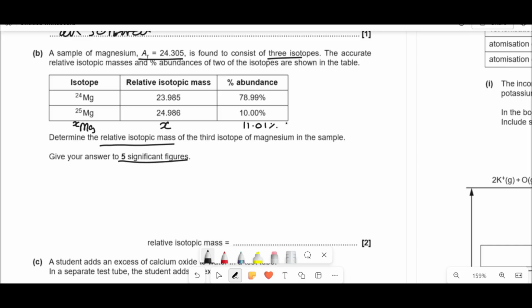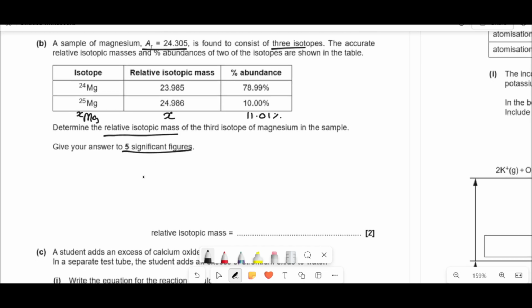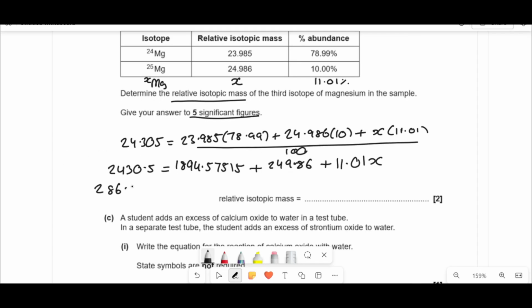Now, the relative atomic mass is going to be all of these isotopic masses times their abundances, divided by 100, right? So it's going to be 286.06485 equals 11.01x. So then x is just going to be this divided by the 11.01. So if I do that, I get this divided by 11.01, which gives me 25.9822752, and they want it to 5 significant figures. So 25.982, 1, 2, 3, 4, 5.